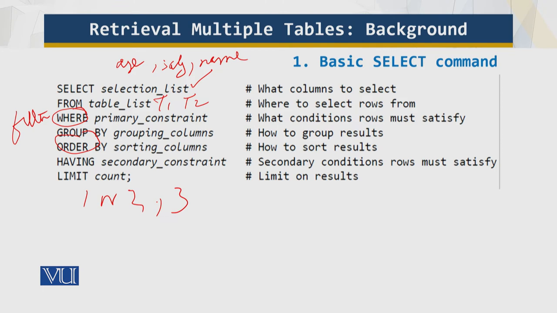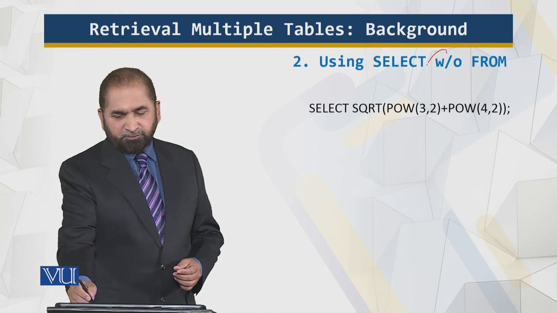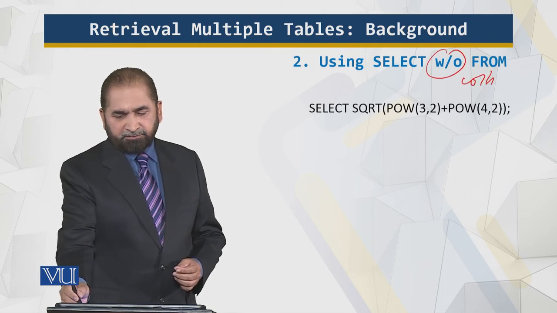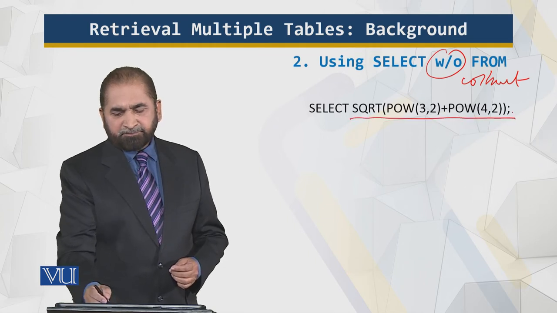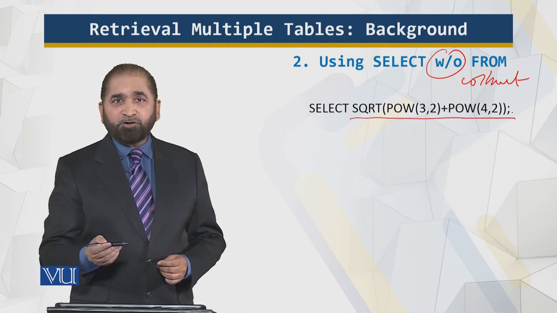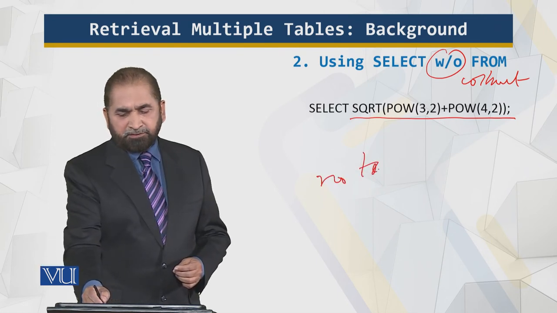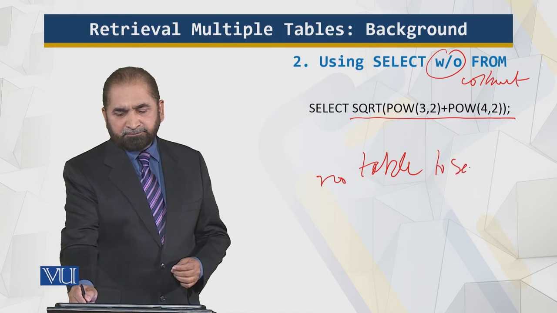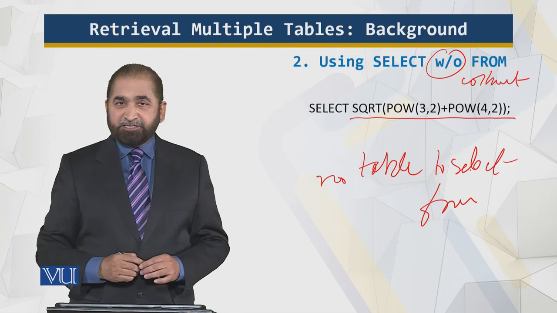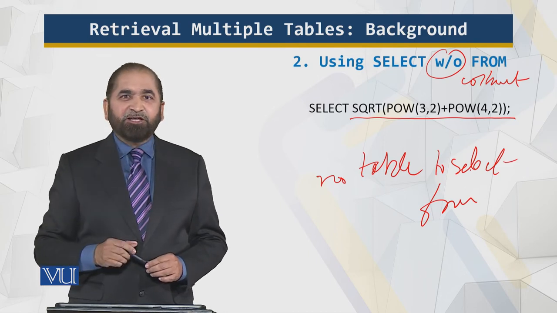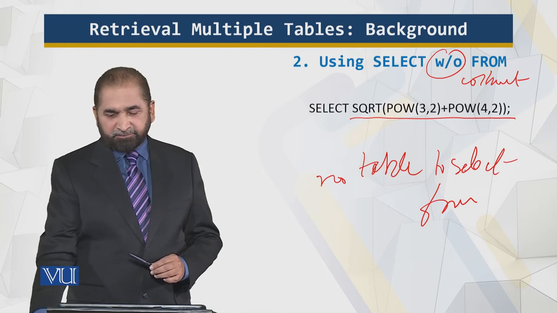Over here we have this example of the select command without the from clause. So I am looking at a certain expression, right? There is no from clause over here. There is no table to select from, okay? We are just looking at an expression, so that expression gets evaluated. That is the benefit of the SQL supported by MySQL, okay?